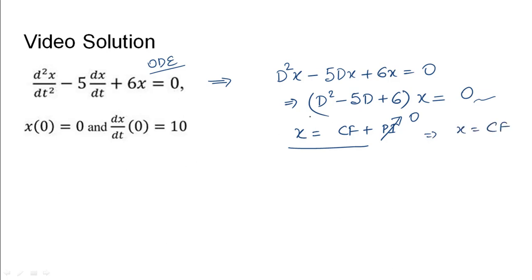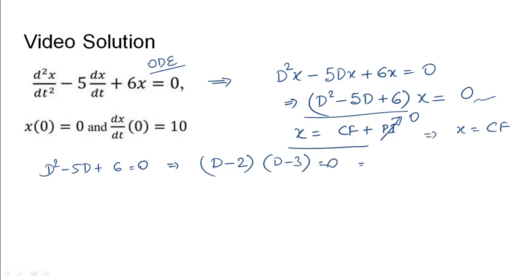So we will solve this equation D² minus 5D plus 6 equals 0. It can simply be solved as (D minus 2) into (D minus 3) equals 0, which would give the value of D as 2 and 3. So the solution of x can be written as c1 e^(2t), since x is differentiated with respect to t, plus c2 e^(3t).